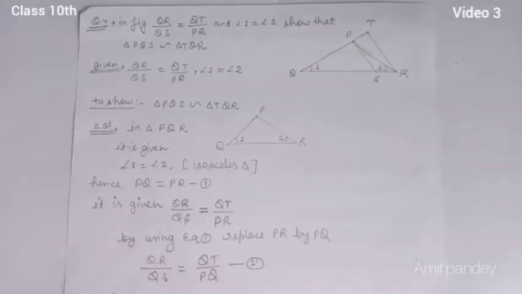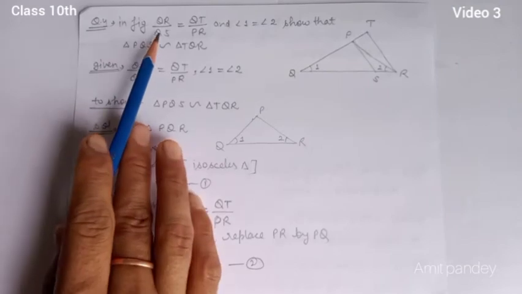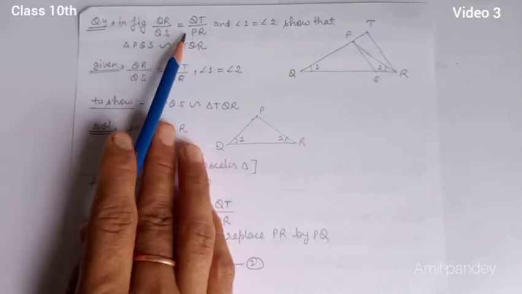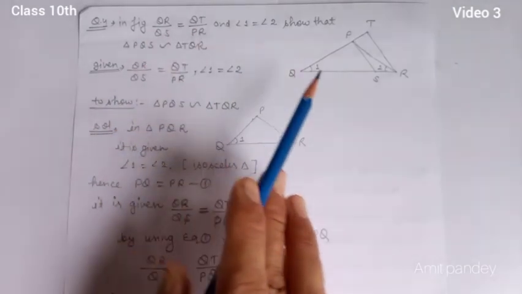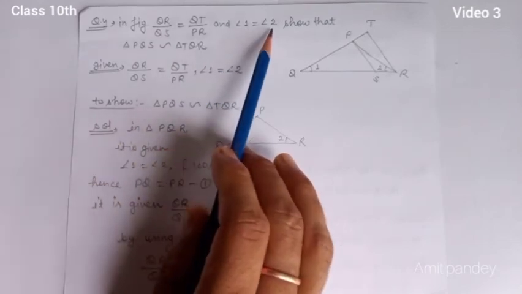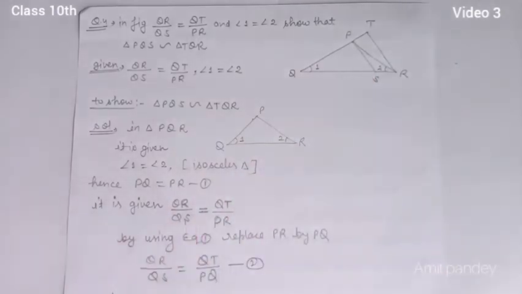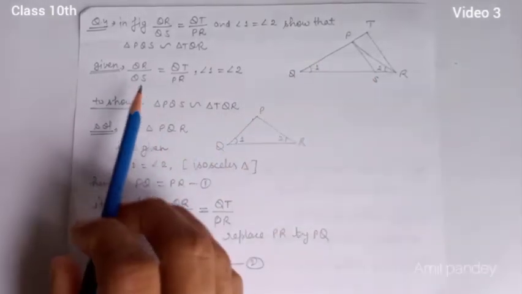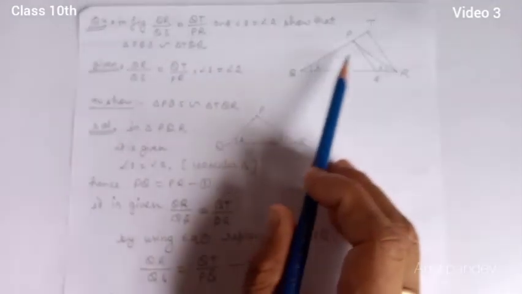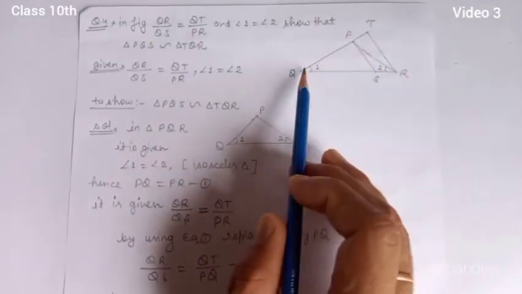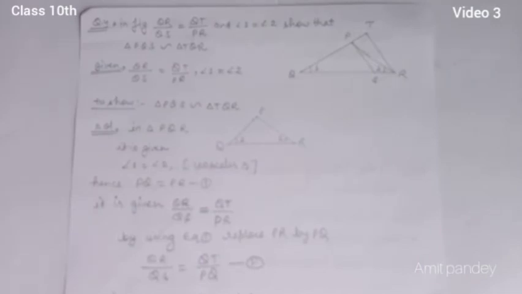Now question number 4. In the figure, QR upon QS is equal to QT upon PR. The figure is given and angle 1 is equal to angle 2. Angle 1 is this, means angle Q, and this angle R is 2. So what we have to do is show that triangles PQS and QTR both are similar.